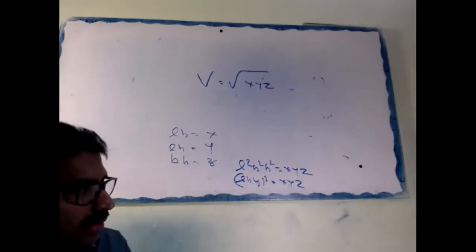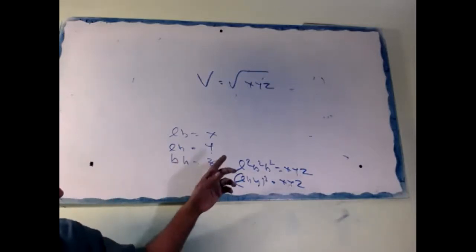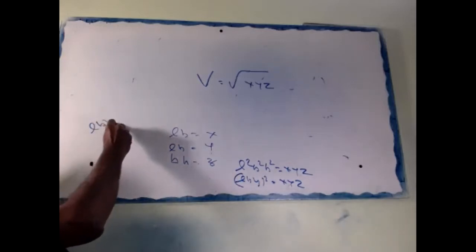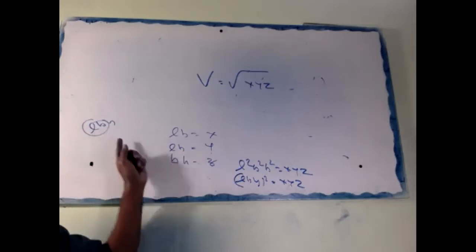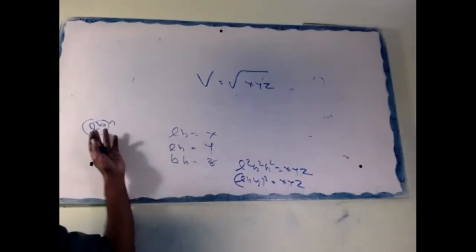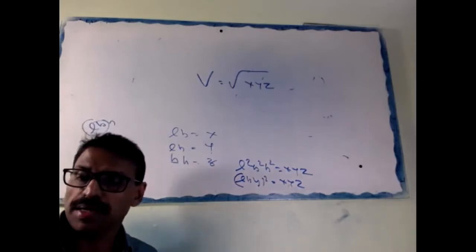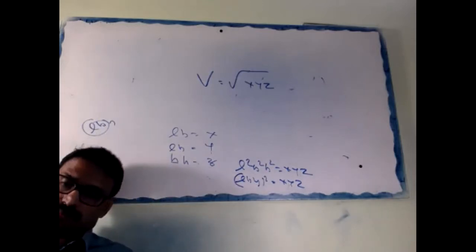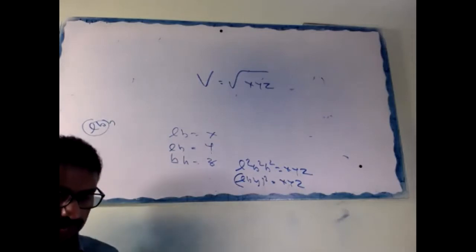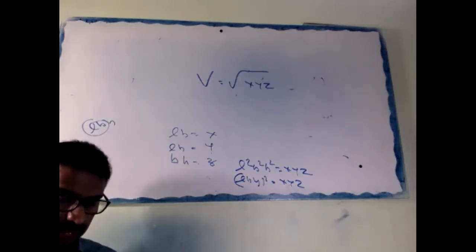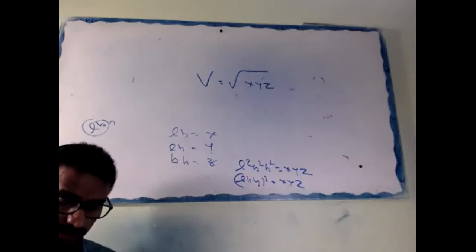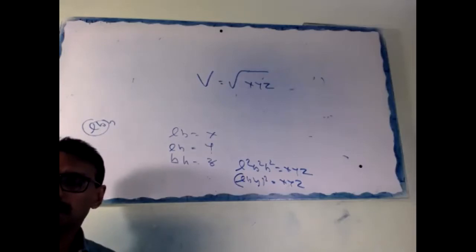Okay, you got? Keep LBH with you. L into B, X. B into H, Z. LH, Y. So just multiply. Clear now? Okay or not? Aditi?